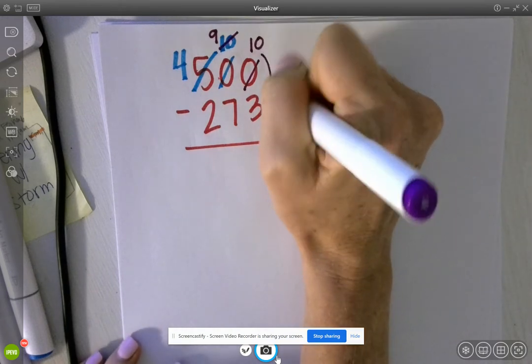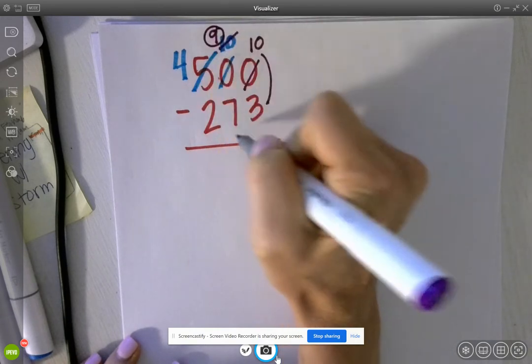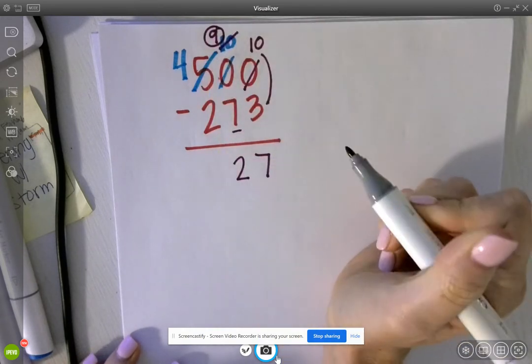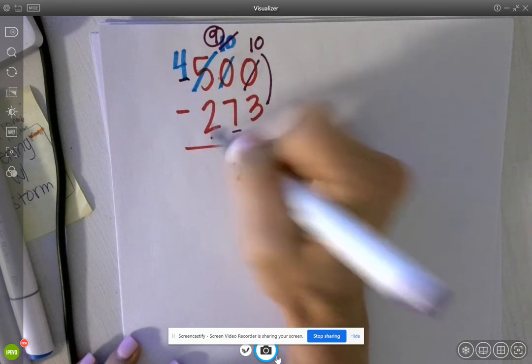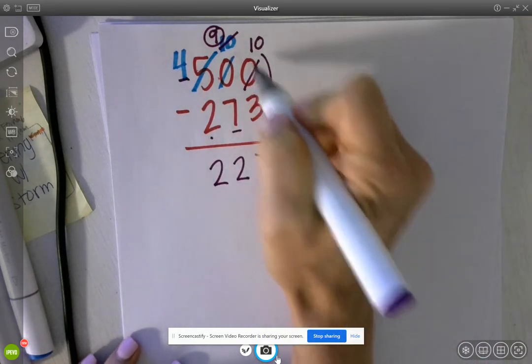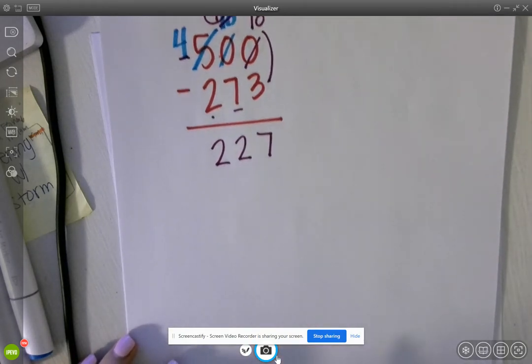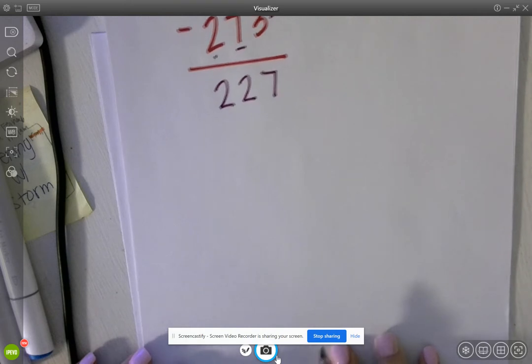10 minus 3 is 7. 9 minus 7 is 2. 4 minus 2 is 2. So this strategy is pretty much what you're doing with decimals as well. So I'm going to rewrite this problem with decimals.